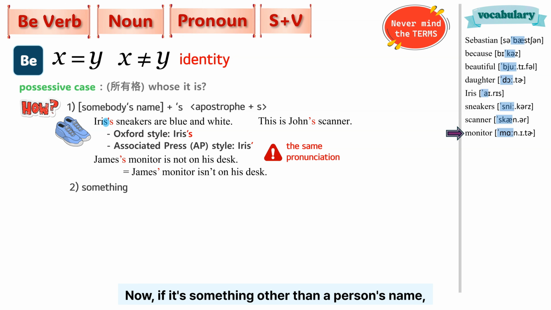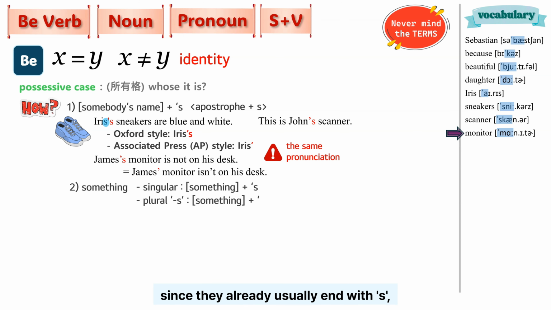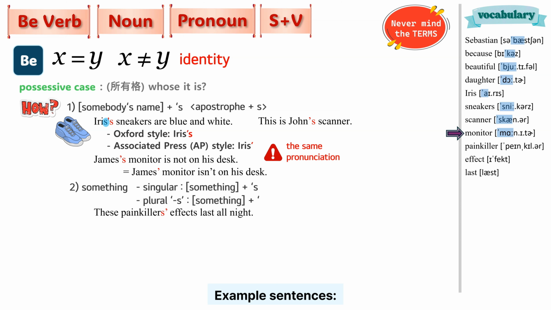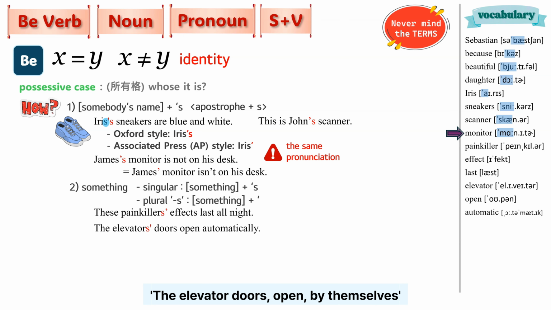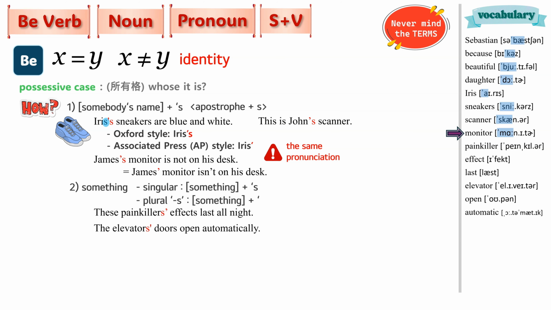Now, if it's something other than a person's name, for singular nouns, it works just like we saw above. But for plural nouns, since they already usually end with S, you normally just add an apostrophe. Example sentences: this medicine for pain works all night. The elevator doors open by themselves. Since these are plural forms ending with S, you only need to add the apostrophe.